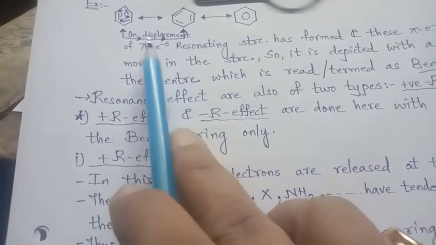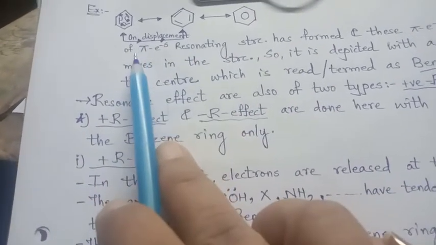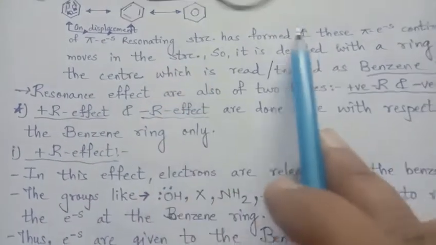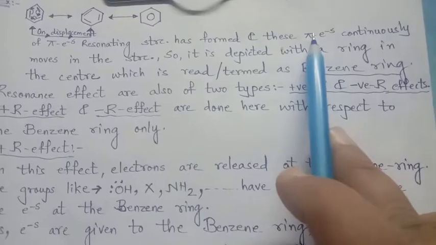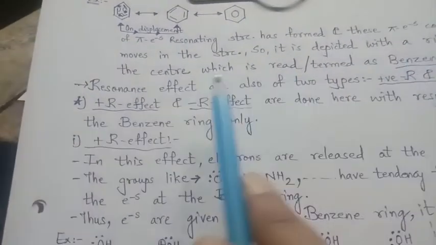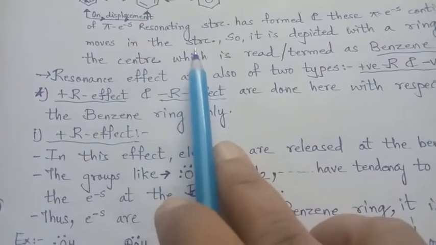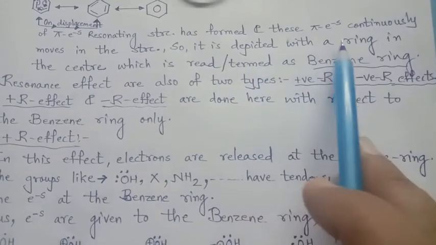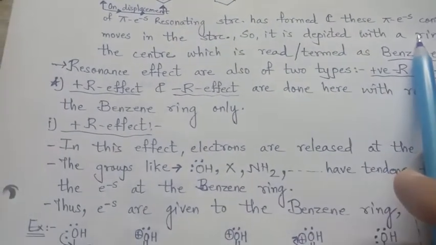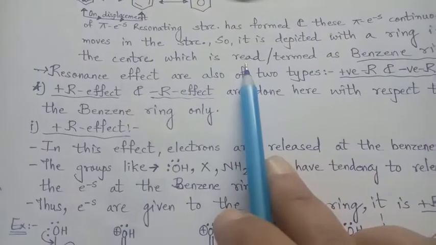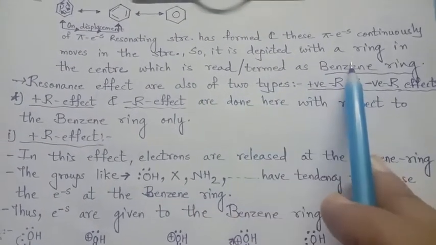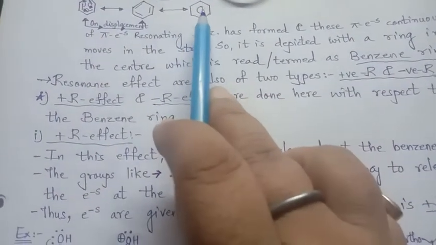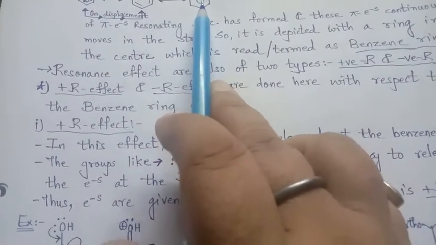So here also, on displacement of pi electrons, a resonance structure has formed, and these pi electrons continuously move in the structure. So it is depicted with a ring in the center, which is termed as the benzene ring.